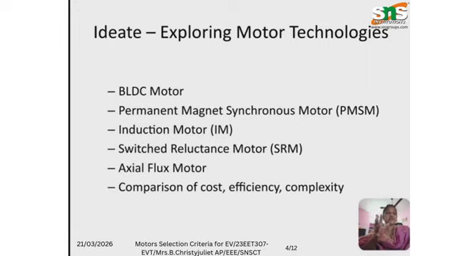Think of it like choosing a mobile phone for your daily usage. We compare certain features before buying, right? So we have features and we have different motors. We need to map them to get the better result.